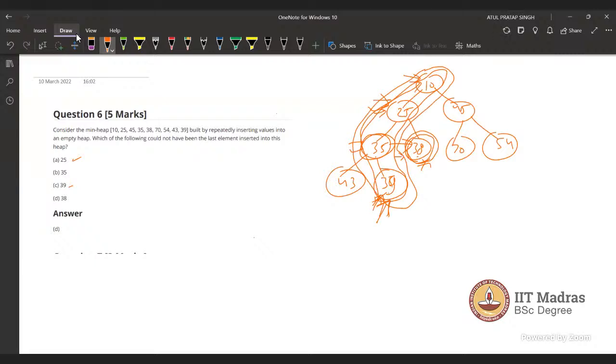Okay, so this 38 cannot be the last inserted node, because if you are adding 38 from here, it cannot come at this position after inserting. It can come on this path, but cannot come on the other path. Because of that, 38 cannot be the last inserted element, because the last inserted element always moves along the path which is connected to the root node. Okay, clear?